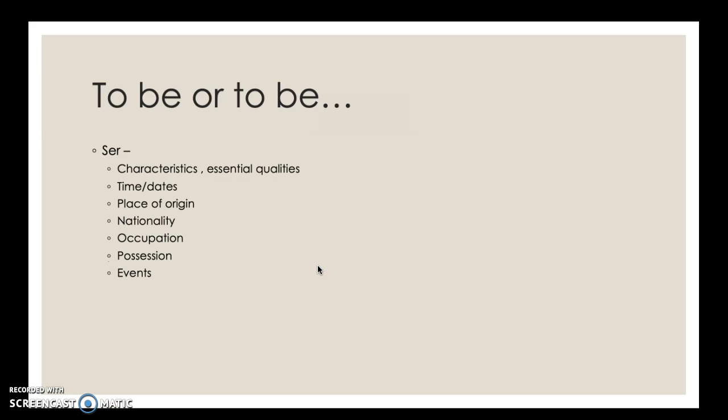So ser we use to talk about what something is. We use it to describe characteristics, essential qualities. We use it for time and dates, place of origin or nationality, occupation, possession, and events. And estar, we use for physical or mental states, location, for progressive tenses. We can say we use it to talk about how something is.